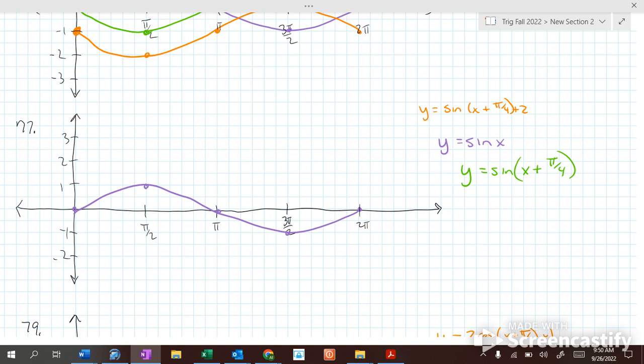On mine, I have 12 squares to get to pi. So 1/4 of 12 is 3 squares. So mine goes 3 squares to the left. So depending on how many squares it took you to get to pi, you go 1/4 of that.